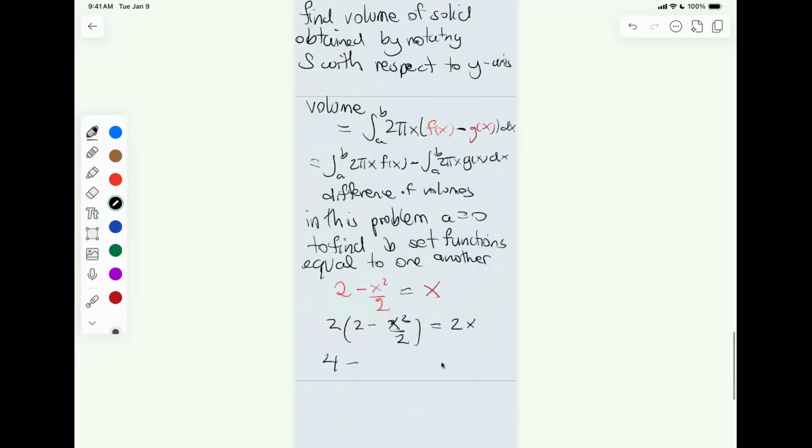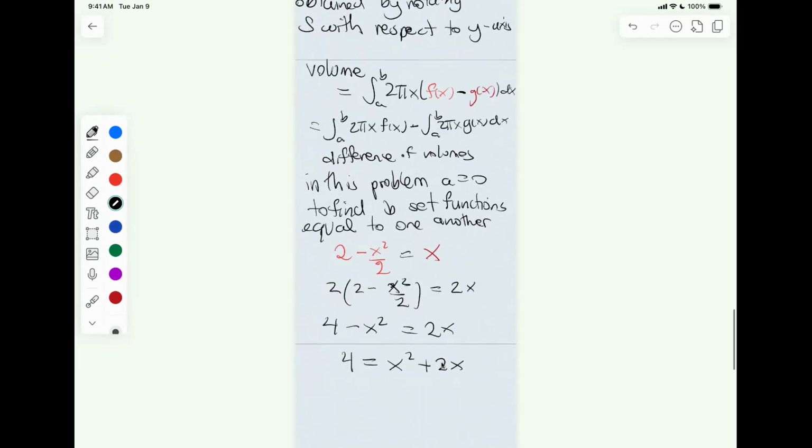So that gives me 4 minus x squared equals 2x. And then it's better to have the x squared being positive, so I'll rewrite it like this: x squared plus 2x. So you need 4 to be x squared plus 2x. Is that okay so far? Making sense?